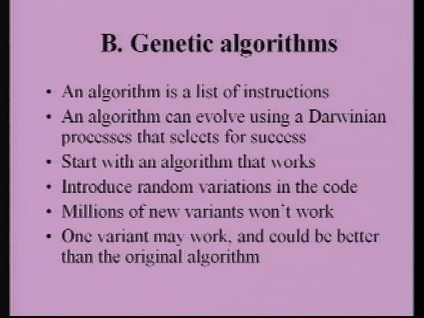Now, let me move to the next part of this talk, genetic algorithms. An algorithm is a list of instructions. An algorithm can evolve using a Darwinian process that selects for success. We start with an algorithm that works, and we introduce random variations in the code.